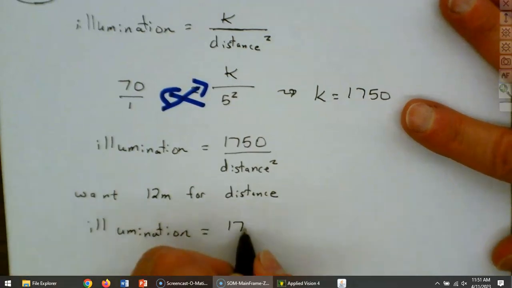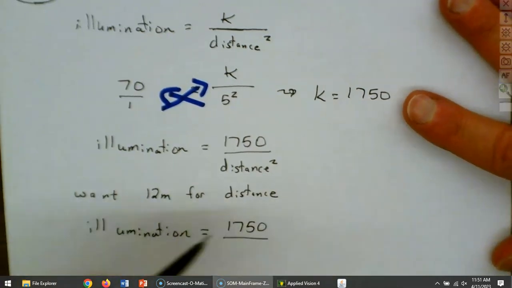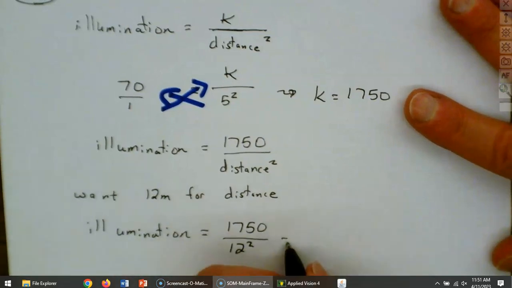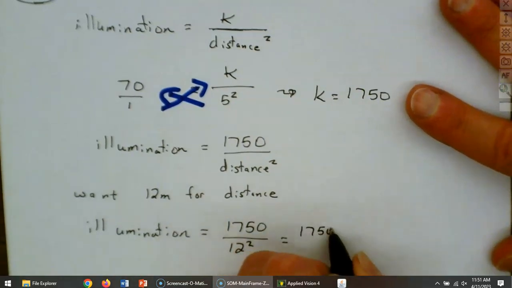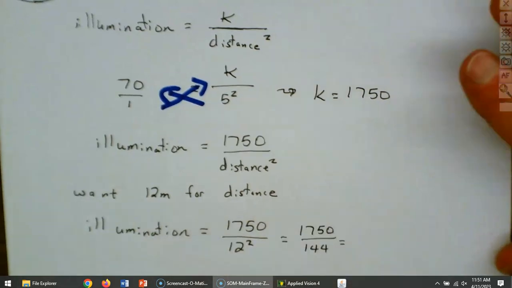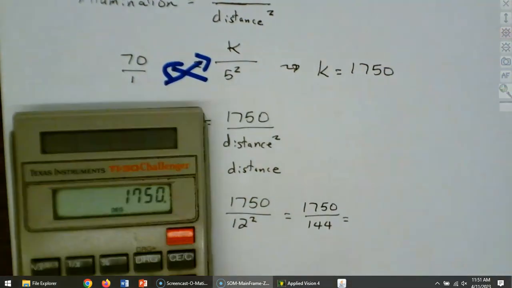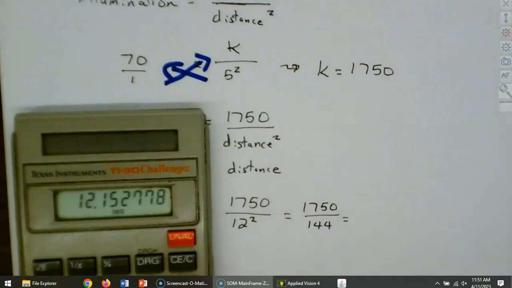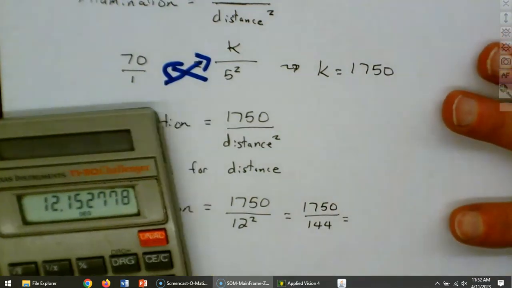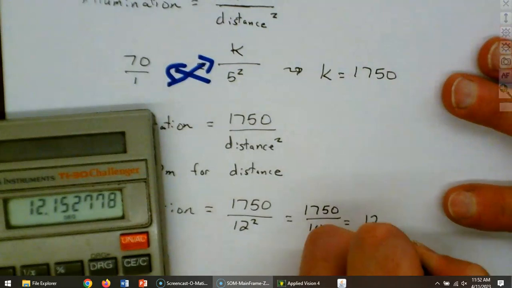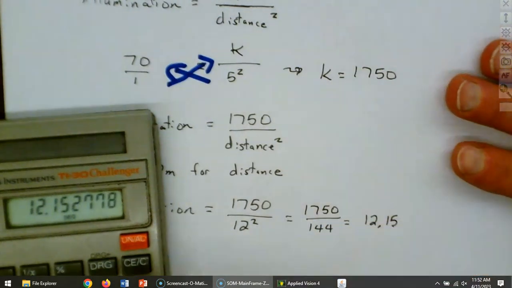And that equals your 1750, and we're going to have to plug in that 12 squared, which is 144. And let's see how many candelas we would have. And we'll round here. It doesn't tell us how far to round, so we're just going to round, let's say, to 2 places. That should be enough. They kept it as a fraction, but I don't see any real reason to. So let's say that's going to be about 12.15 candelas.